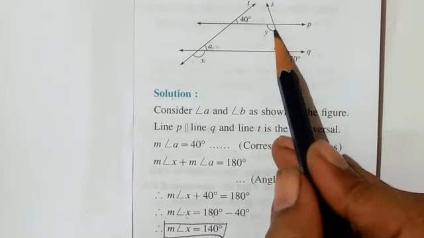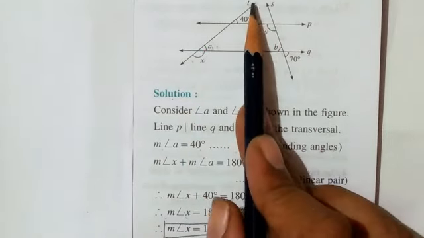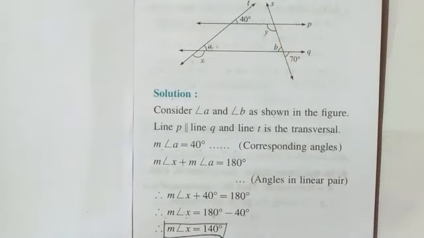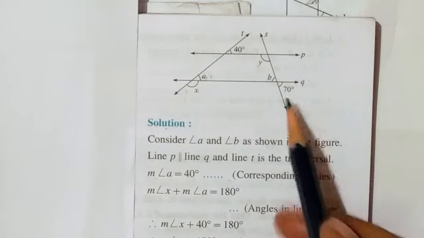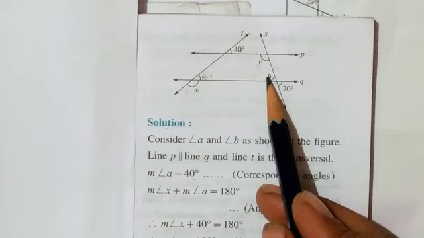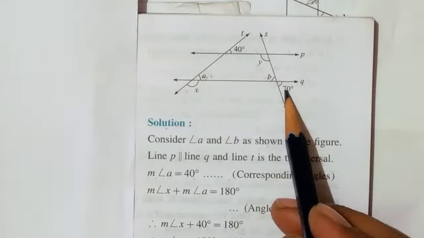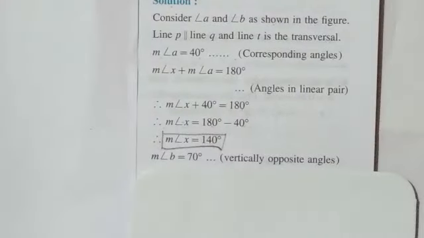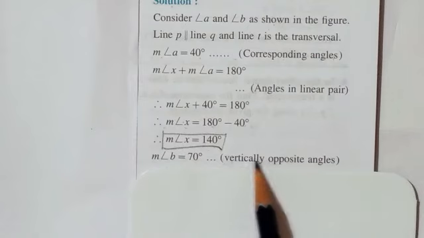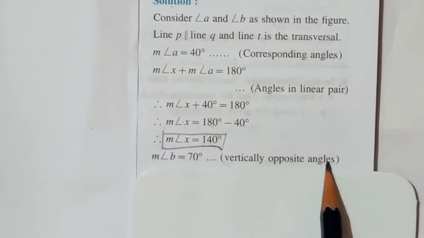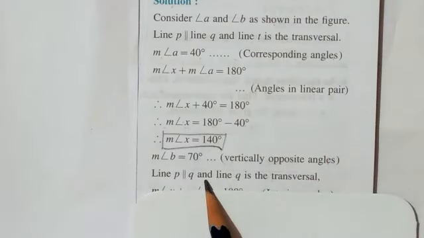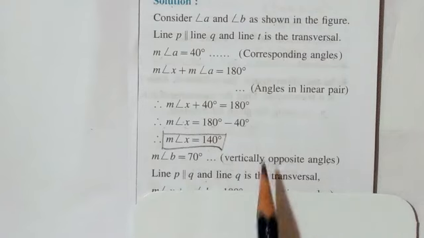Now we have to move towards y. Now we will not look towards this transversal. We will look towards the transversal S. So again, if this is 70 degree, then B is also 70 degree because they are opposite angles. So we will write it this way: measurement of angle B is equal to 70 degree, and the reason is vertically opposite angles. Now we will look at lines P and Q, which are parallel lines, and S is their transversal.